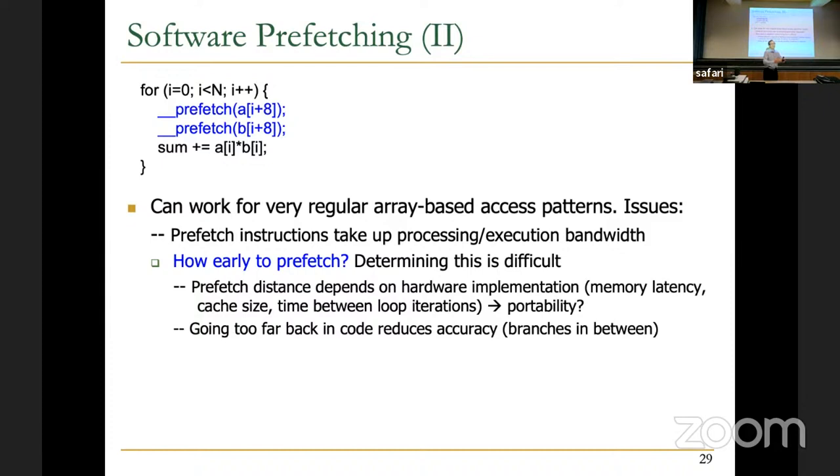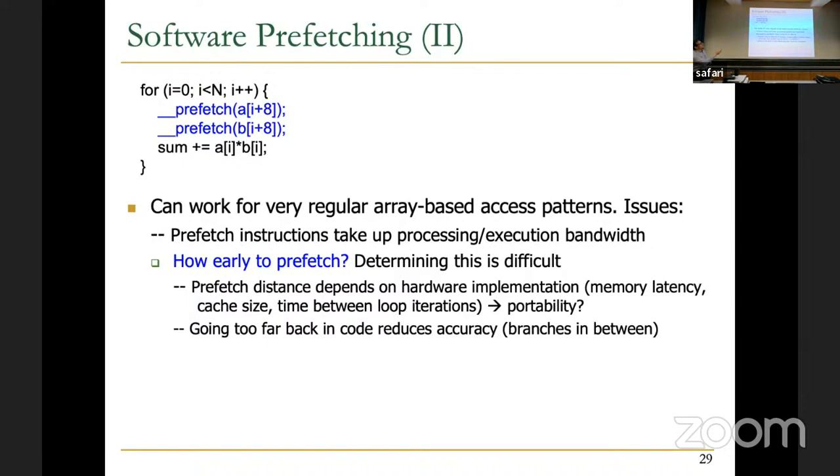Right. So basically, one of the issues with software prefetching is portability. You need to recompile your code for every single microarchitecture to get the best out of it. And again, as I said, going too far back in code reduces accuracy. So here we have a nice example, but this probably doesn't overcome the modern memory latencies, right? If you really want to prefetch for this summation loop, you really want to have a loop over here that does the prefetching much earlier.